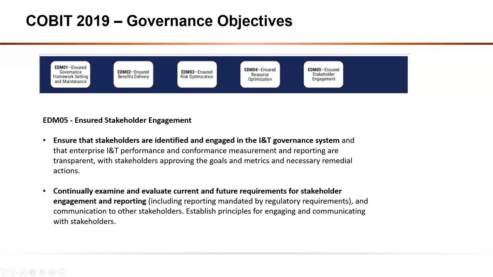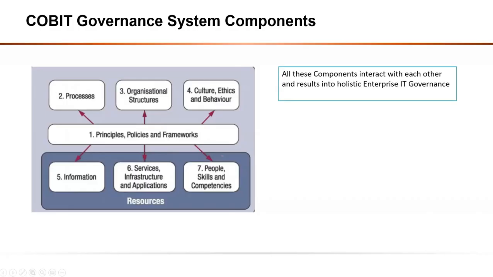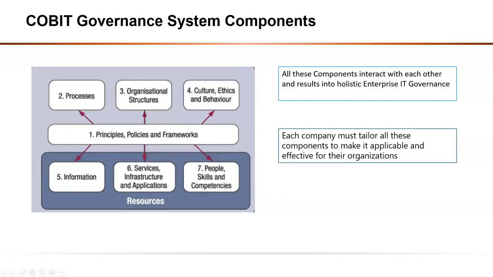One other angle of understanding COBIT is looking at the governance system components. We have seen five objectives, but now we are looking at the components used in the governance of enterprise IT. These are the seven components which are part of this governance system. The primary point here is that all these components interact with each other and result in holistic enterprise IT governance. Each company must tailor all these components to make them applicable and effective for their organization. So even though this gives you a framework of seven components, each company has to adapt to their needs. They may have to start small and adopt more practices eventually.